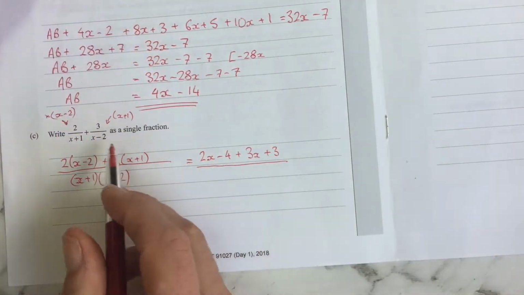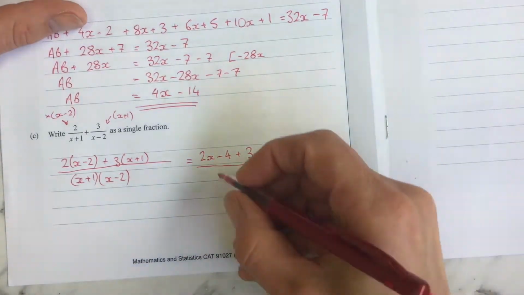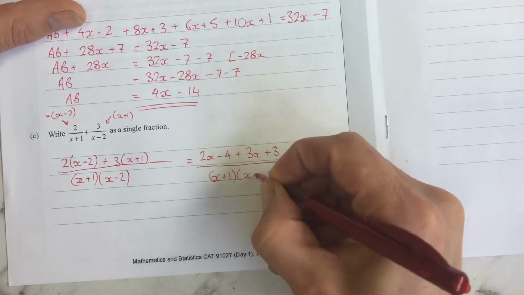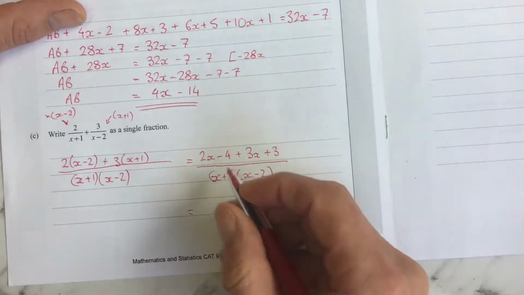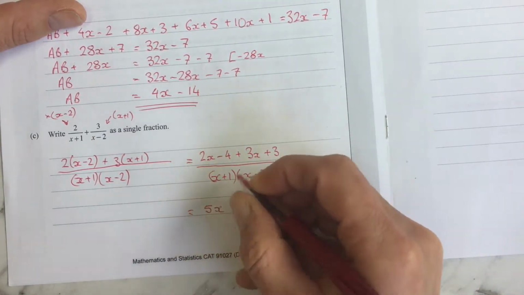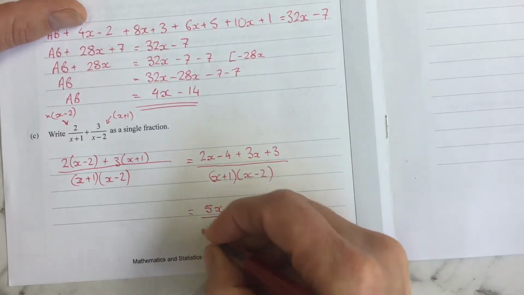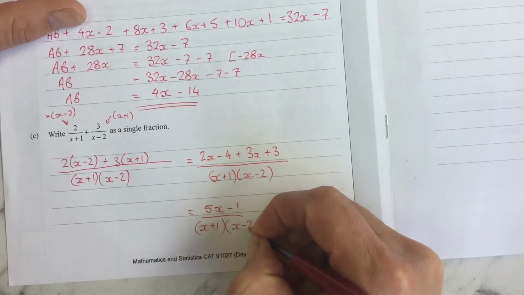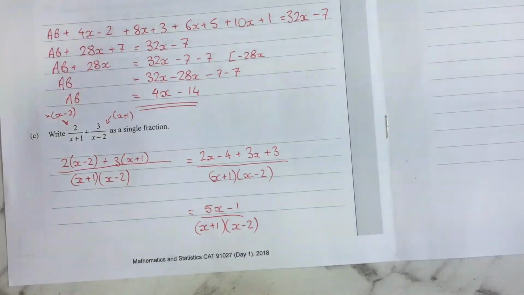over, actually just as a single fraction, so it doesn't say that I need to expand the bottom, so let's just leave that in factorised form. But we should simplify the top. Equals 2x plus 3x, that's 5x, minus 4 plus 3 is minus 1 over x plus 1, x minus 2. And there we have it written as a single fraction.